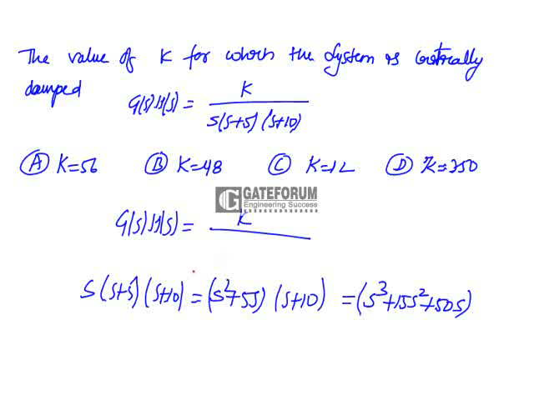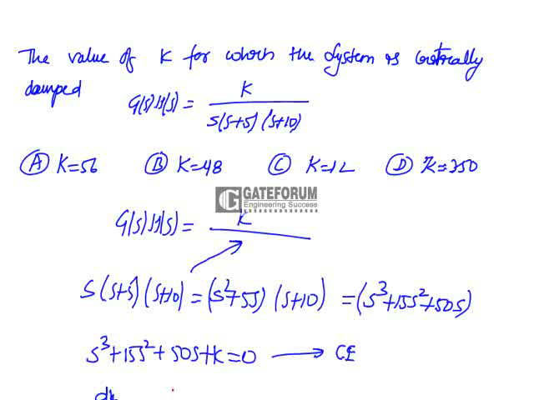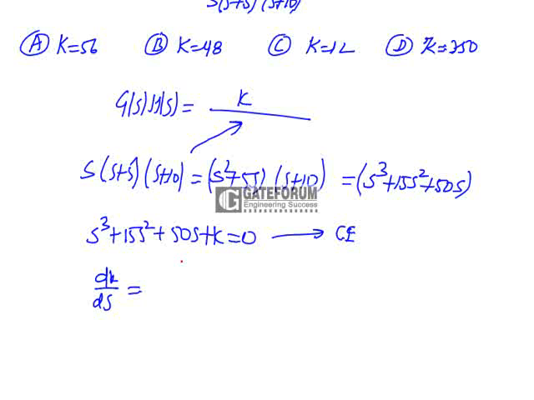Now what is the characteristic equation? The characteristic equation is given as s cube plus 15s square plus 50s plus k is equal to 0. Now what is dk by ds? We have to differentiate k with respect to s. So this is d by ds of minus s cube minus 15s square minus 50s.